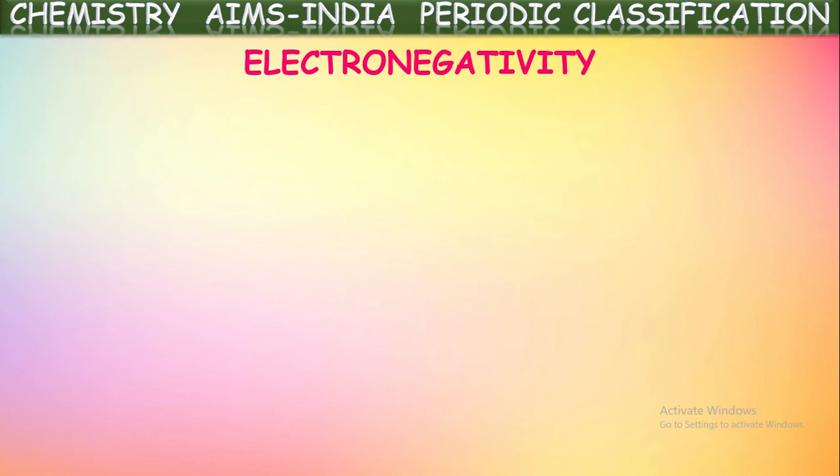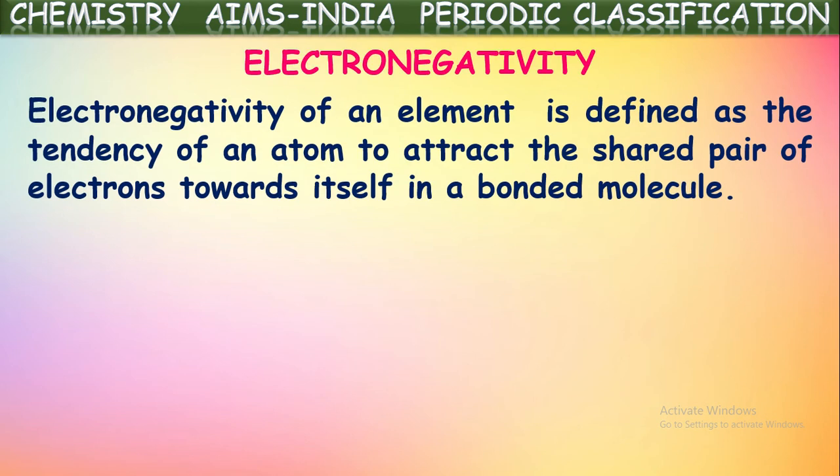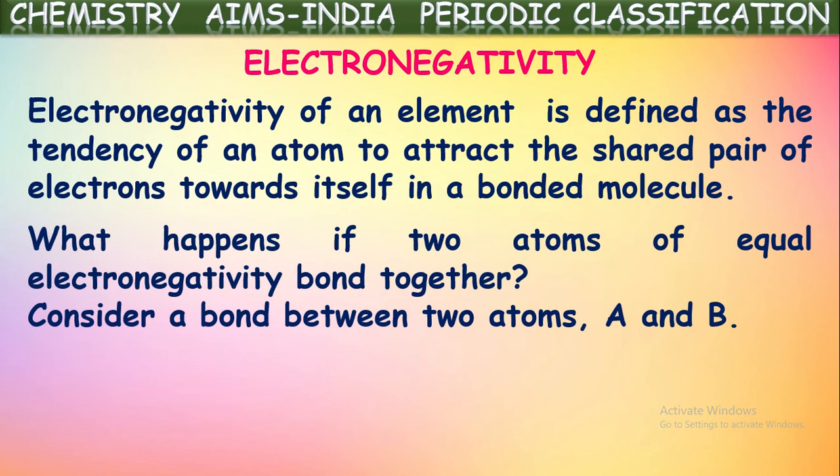Next property, electronegativity. Electronegativity of an element is defined as the tendency of an atom to attract the shared pair of electrons towards itself in a bonded molecule. So it is the tendency or behavior of an element by which it can pull the pair of electrons towards it in a bonded molecule. Let us understand this.